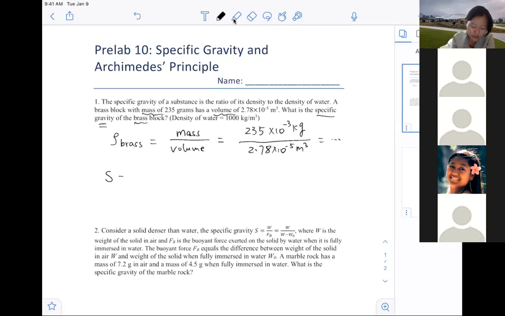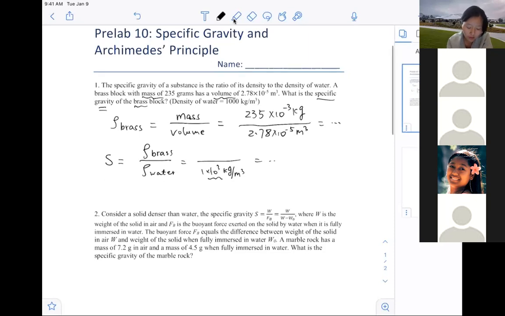And the specific gravity is simply the density of brass divided by the density of water. The density of water is 1,000 kilograms per meter cubed. That's something you can look up for the density of water. We'll simply compare everything to water, and you can have this ratio, a unitless quantity that is the specific gravity. So we're going to measure specific gravity.